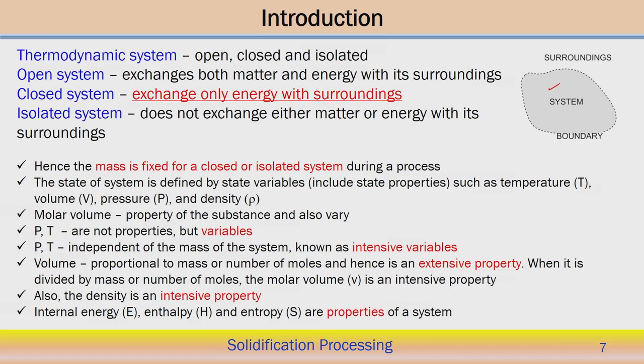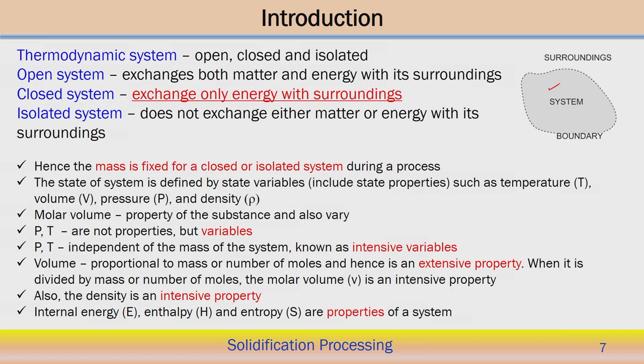Now, the open system exchanges both matter and energy with its surroundings. A closed system exchanges only energy with the surroundings, but no matter transfer occurs, so it is called a closed system. An isolated system does not exchange any matter or energy with its surroundings, so it is known as an isolated system. In the light of the open, closed and isolated systems, we can understand the basic thermodynamics associated with the three types of system.